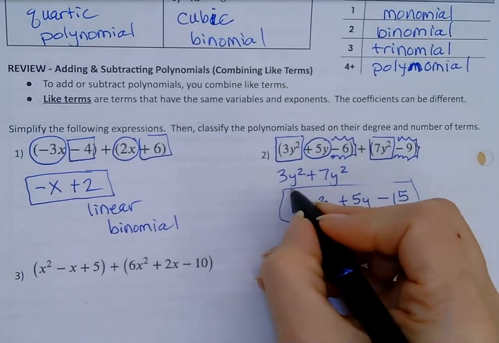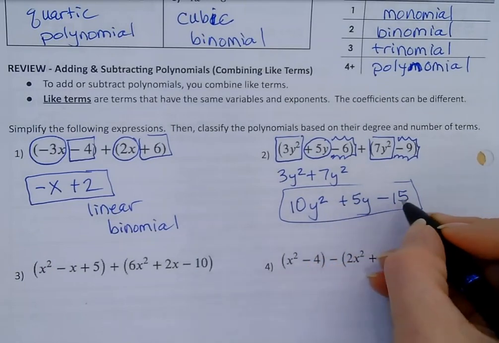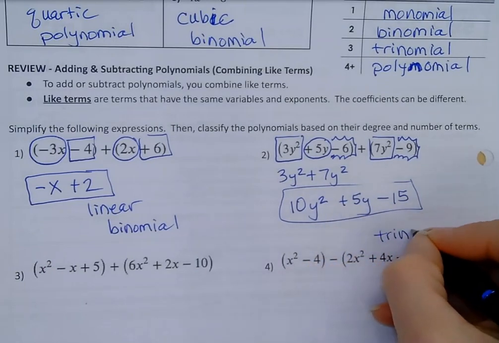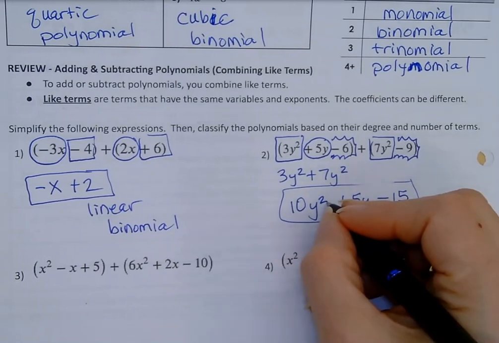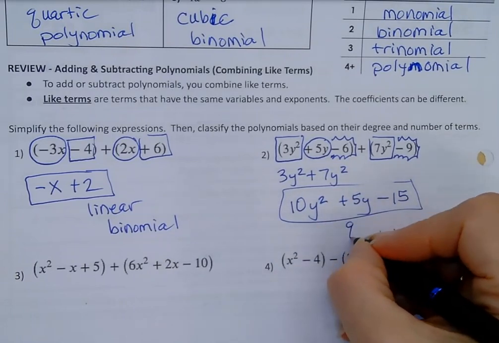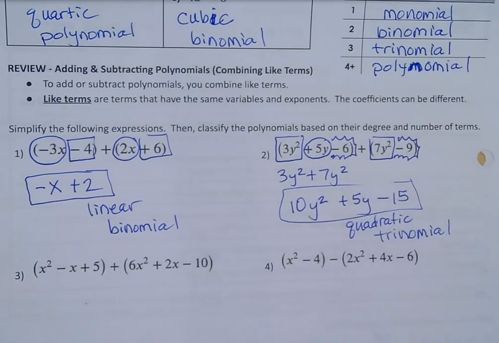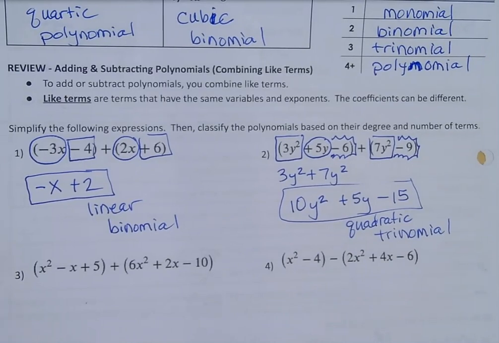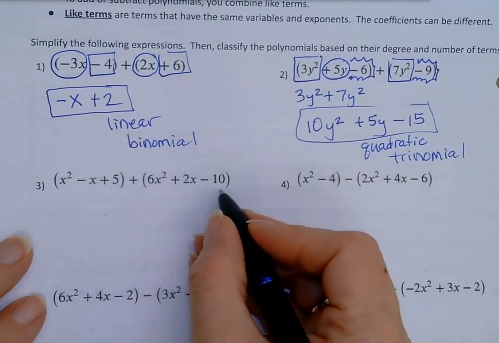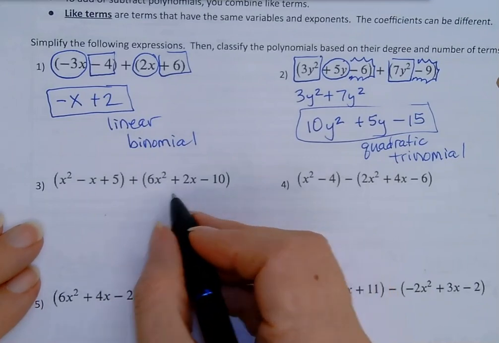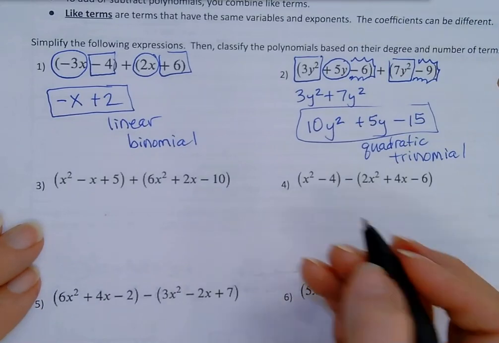So I'm going to say that's linear. Okay. This guy, 10y squared plus 5y minus 15, it's a trinomial. There are 3 terms. And I look at my highest exponent, so 2 right there. So I'm going to call this quadratic. Quadratic means you have an exponent of 2. All right, here, this expression plus that expression, I'm still just adding. So I don't have to worry about the parentheses because I'm just combining like terms.